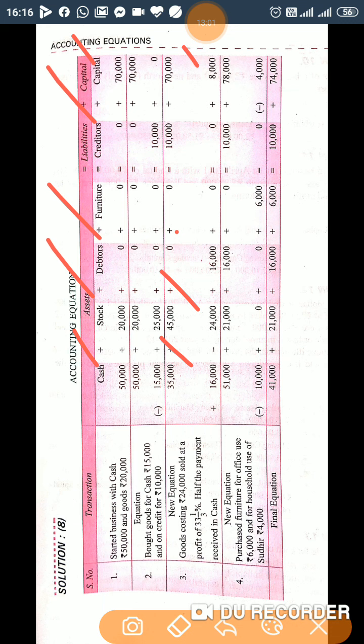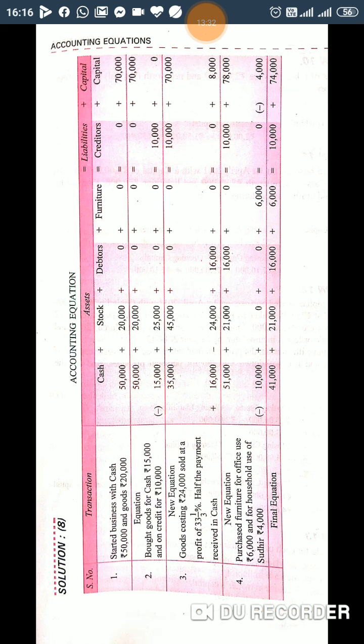Now next is purchase of furniture for office use 6,000 and for household use of Sudhir 4,000. So furniture for office use will be added as an asset, and at the same time cash, which is already written here. And furniture for household use of Sudhir is drawings, for which capital is already written. So one by one we will take these transactions.